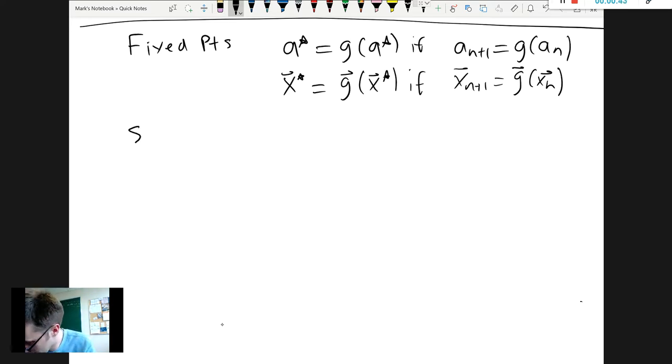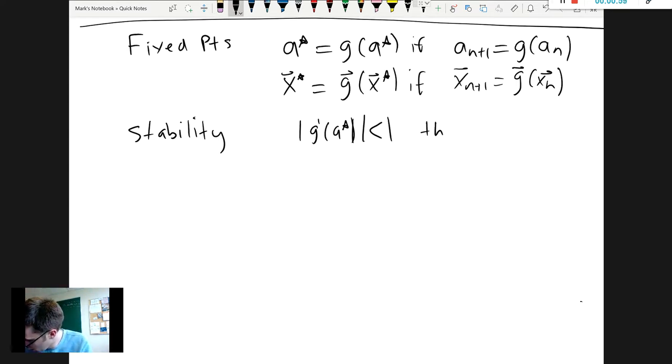We also looked at stability. And we saw that if the absolute value of G prime of A star is less than 1, then A star is stable. And for systems of equations, it was a little bit harder. What we actually needed to use was the Jacobian matrix to check for stability.